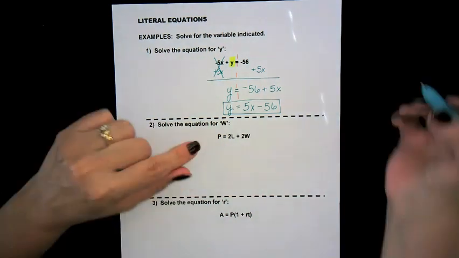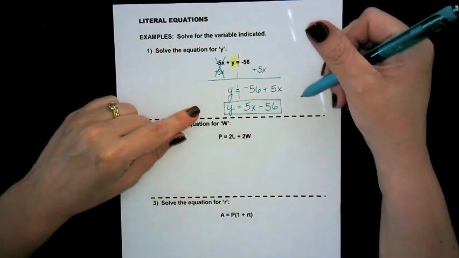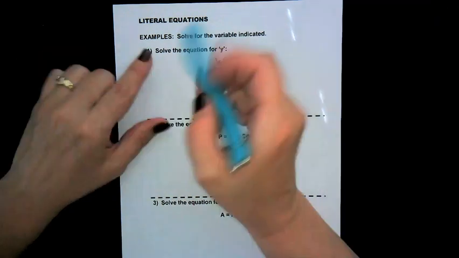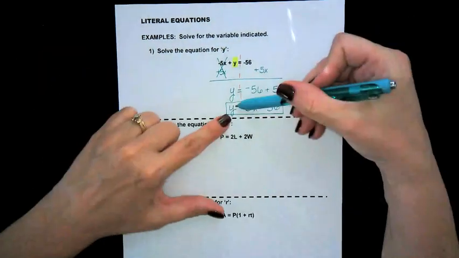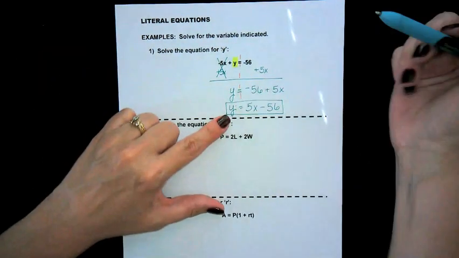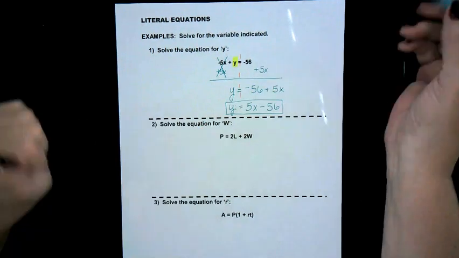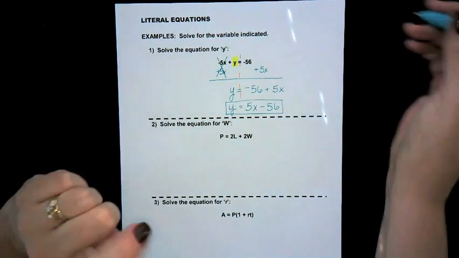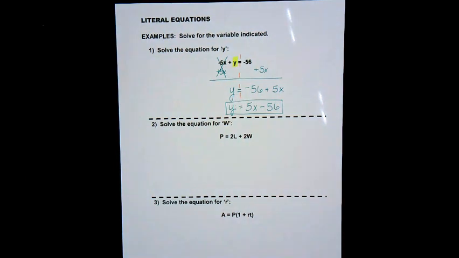You may be thinking, wow, my answer is an equation? Absolutely. But did we get the y all by itself? Yes. On one side of the equal sign? Yes, we did. I think we're going to need some more of those before we feel comfortable with them. So let's look at number 2.